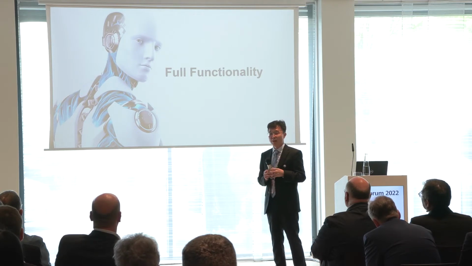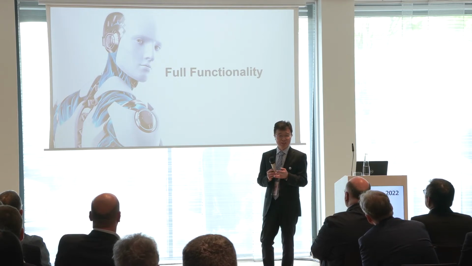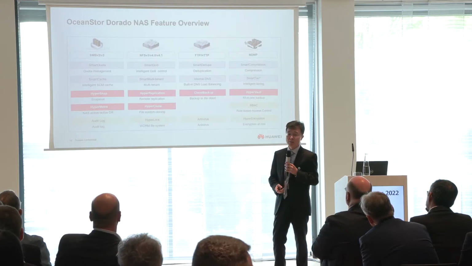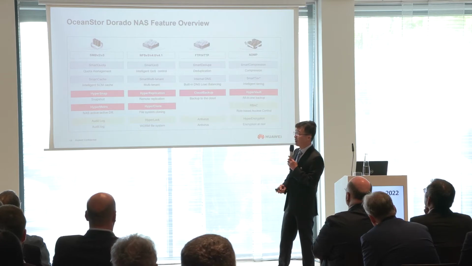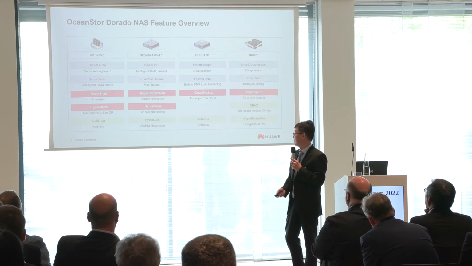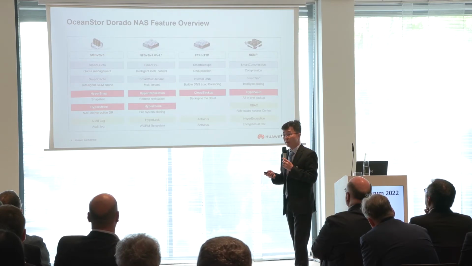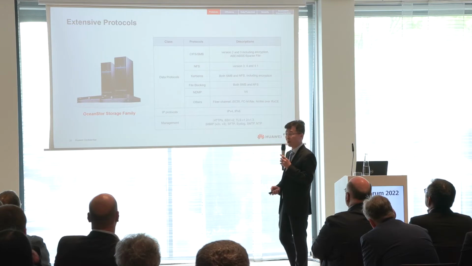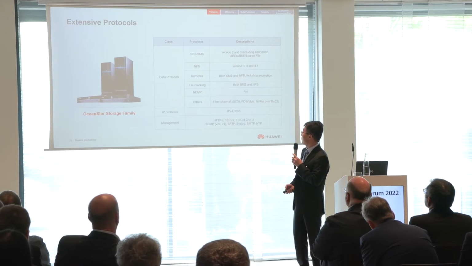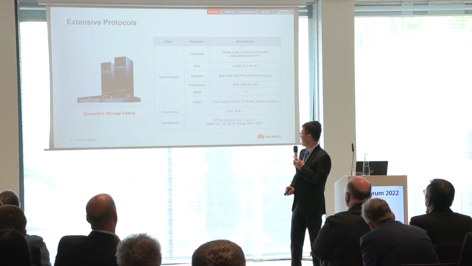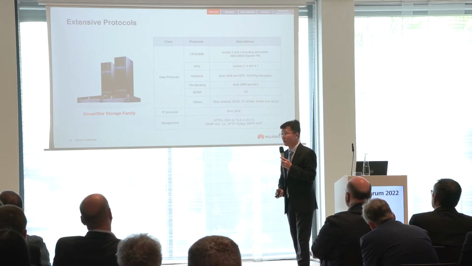Okay, next, the file scenario is very rich, so we must provide rich features, not like traditional black box storage. OceanStor Dorado provides rich protocols, efficiency improvement features, data protection features, and security related features. So next I will introduce some important ones. The first one, let's take a look at the protocols. OceanStor Dorado file storage supports rich data protocols including SMB and NFS and Kerberos authentication. And the IP protocols support IPv4 and IPv6, and the management protocols are rich.